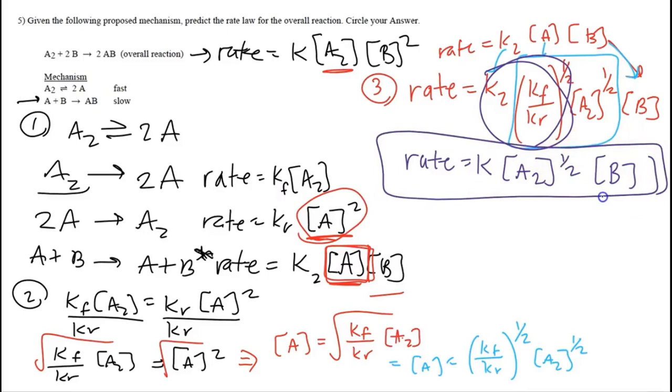Now, because this is the slow step, that is going to determine the rate of the overall reaction. So now that I have my rate from the slow step for the overall reaction, and I've substituted the intermediate, this is my overall answer for this question. And again, I've boxed it, circled it, what have you. And that's how you approach number 5.